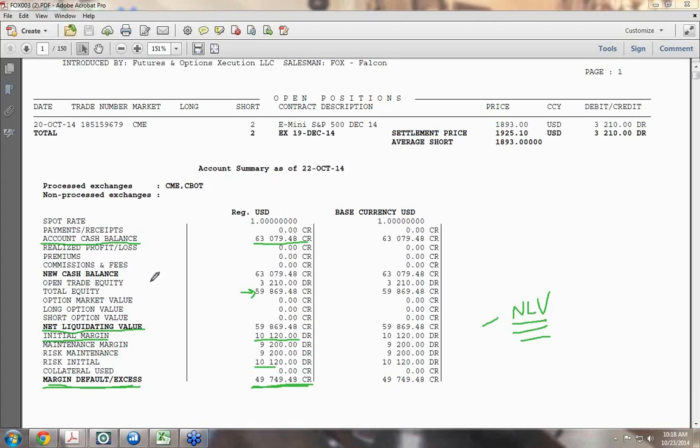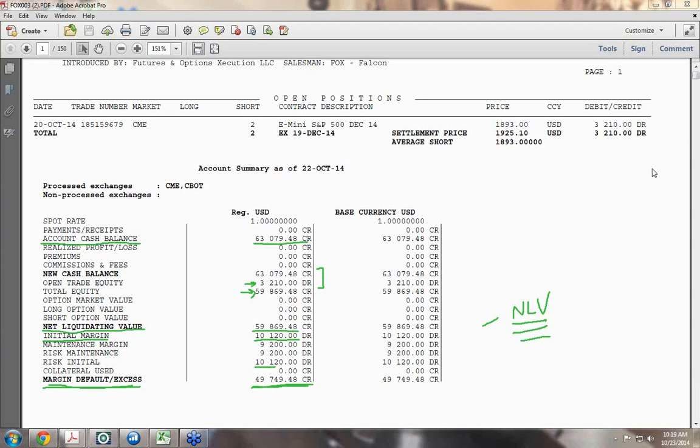Okay, so right now our open trade equity is a 3210 to the debit, which we established up here. So that cash balance, if we were to liquidate the position right there, we would exchange $3,200 with the guy on the other side of this trade, and what will be left over would be our net liquidating value of $59,869.48. So you can see all of these numbers are going to translate to the same thing. You just need to know how to look at it.